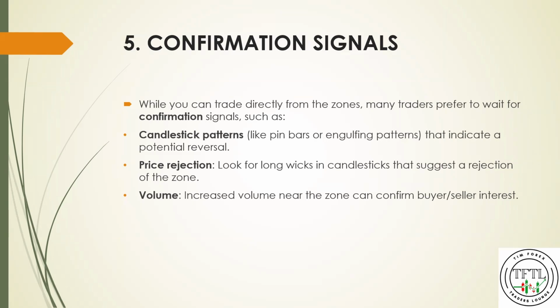Price rejection, so look for wicks in candlesticks that suggest a rejection of the zone. And there are other traders who use volume. So increased volume near the zone can confirm buyers' or sellers' interest. Confirming is basically a way of being conservative, so you want to trade conservatively.